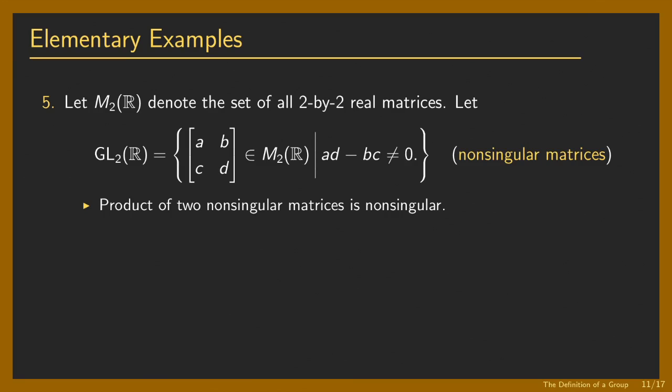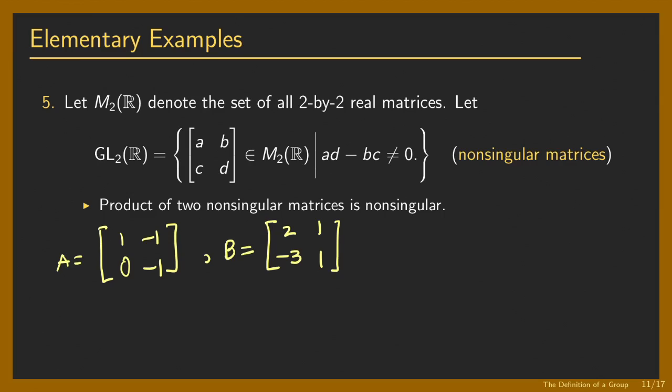Well, we know that the product of two non-singular matrices is non-singular. I think I will give you an example. Let's say A is 1, negative 1, 0, negative 1. Let's say B is 2, 1, negative 3, 1. Okay? For example, what's the determinant of A? What's the AD minus BC of A? AD minus BC of A is negative 1. The AD minus BC of B is 2 minus negative 3. That's 5, right? So as you can see, both of these are not 0, right? So these matrices qualify to be in GL.